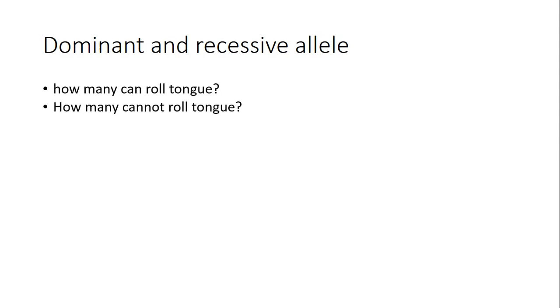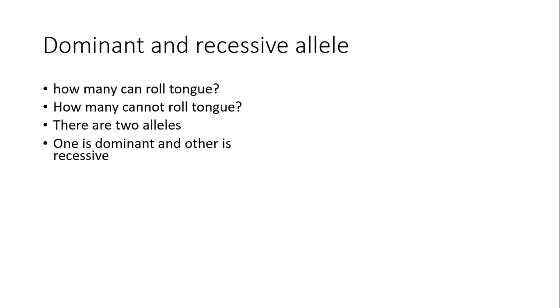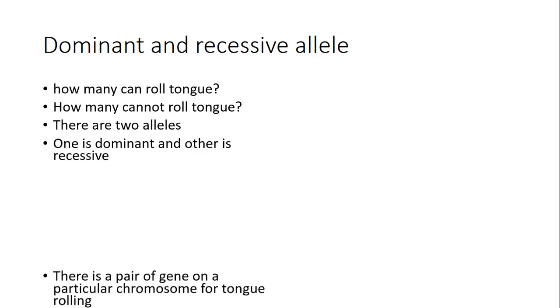Now, based on the two forms of a character, one is usually called dominant and the other is called recessive. If you ask 10 students in a class to roll their tongue, at least 5 to 7 will roll their tongue, and 3 or fewer might not. Most of them can roll the tongue. So there are two alleles: one is dominant and the other is recessive.